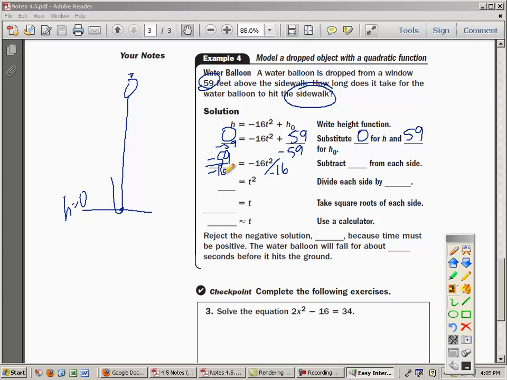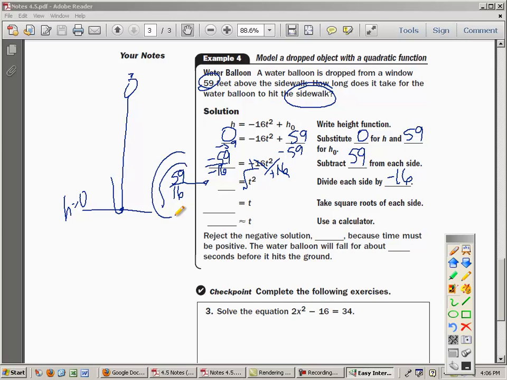We don't have to worry about the snip method or anything like that because we've got no bx term. There's no x to the first power, in this case t. And so I get negative 59 over negative 16, which becomes positive 59 over positive 16. I'll just leave it as 59 over 16 like that. So we're going to subtract the 59 from both sides, divide both sides by negative 16, and now we have t squared equals 59 over 16. To get rid of the square, I'm going to take the square root of both sides.